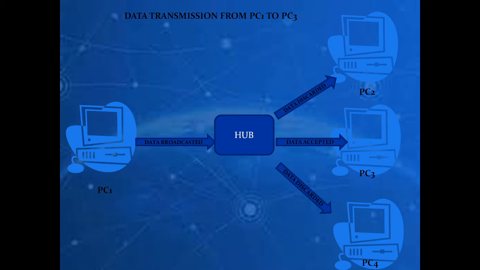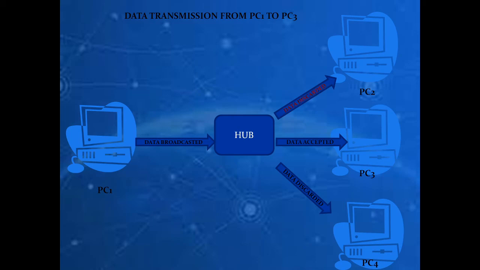It will send the data to the hub, because in a local area network connected to a hub, all the nodes, all the ports, all the computers are connected through a common connecting point, that is the hub. In this diagram, you can see that PC1, PC2, PC3, PC4 are connected through the hub. So the common connecting point is the hub. Now what will happen when PC1 wants to transfer the data? It will send it to the hub.